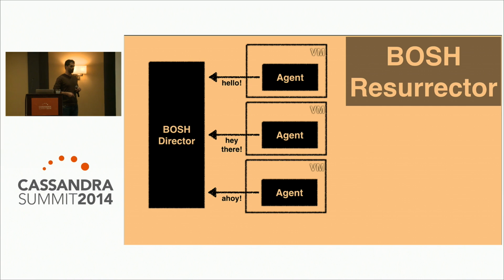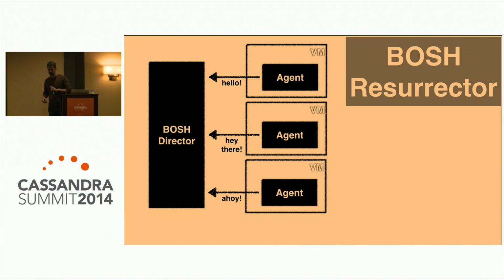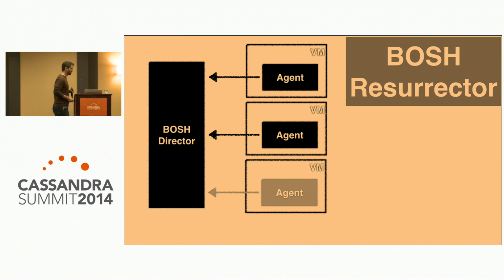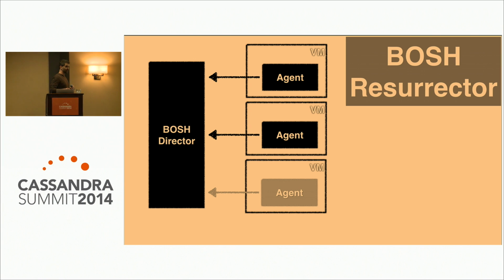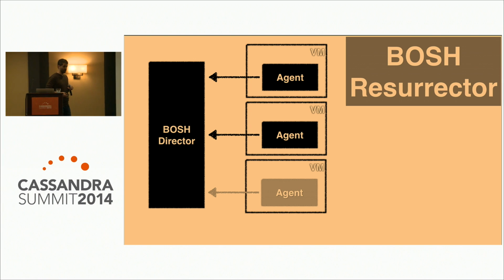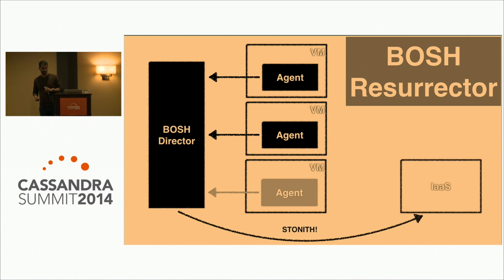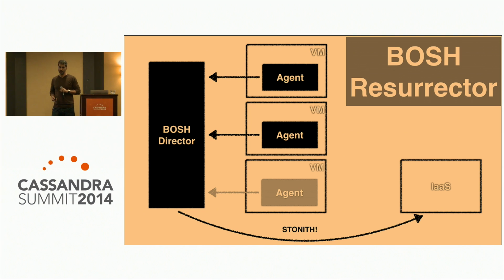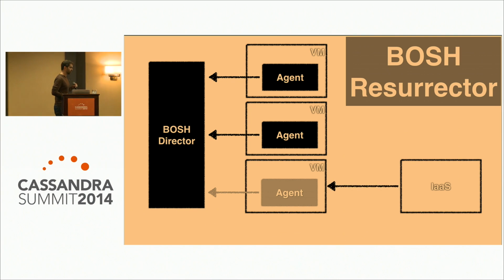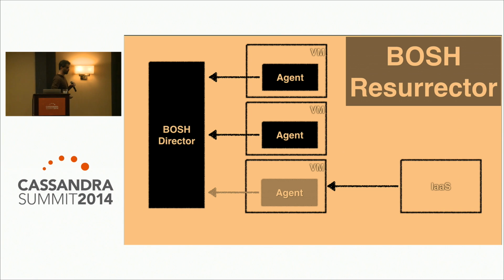Basically, on each one of the VMs that's deployed by BOSH, BOSH has an agent that's constantly heartbeating back into the BOSH director. Now, if at any point the agent stops sending heartbeats, it could be a network partition, it could be anything. The agent could be down for some reason. BOSH doesn't really care. At that point, BOSH just sends a STONITH signal to the infrastructure and just wipes the entire VM off the network.